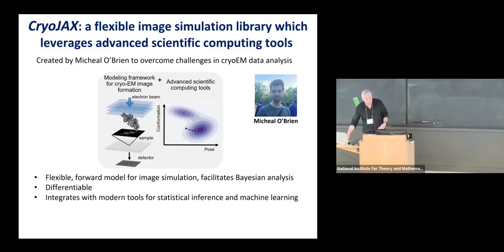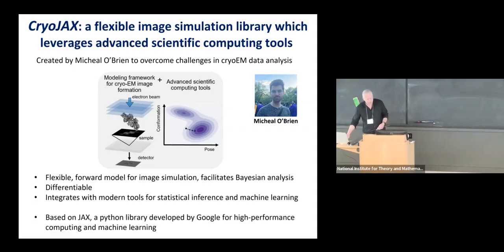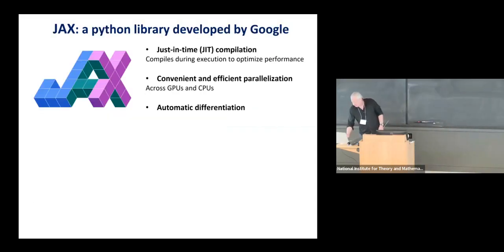One of the main reasons that all this is so powerful is that it's based on JAX. Have people heard of JAX? Some people. Okay, so JAX is a Python library developed by Google for high performance computing and machine learning. I'll tell you a little bit more about that.